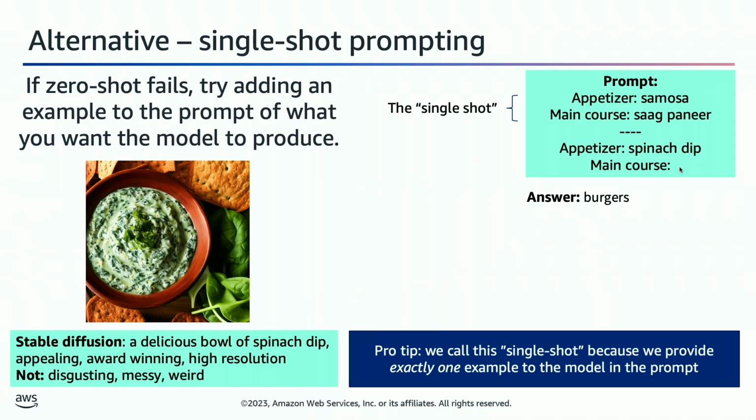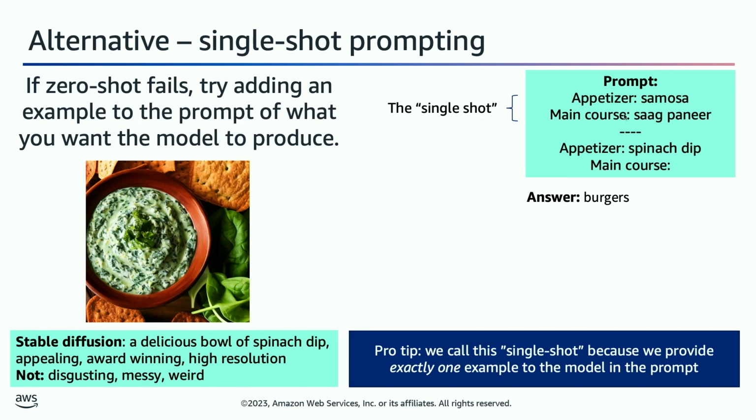And so you can see there's this blank here, and I want the model to just fill in the blank. In a single shot world, I add an example of this to my prompt. So I literally say appetizer, samosa, main course, saag paneer. My idea of perfection. So you put both of those in the prompt, and then you get back this answer. And so we call this, again, single shot prompting, because we're providing exactly one example.